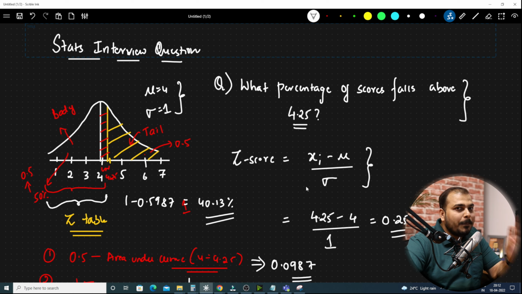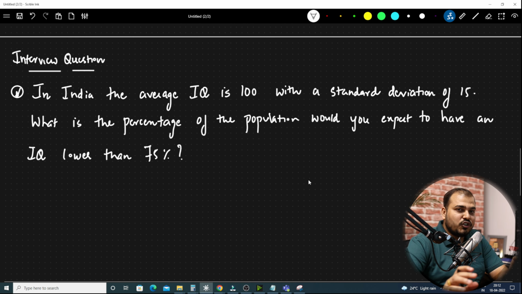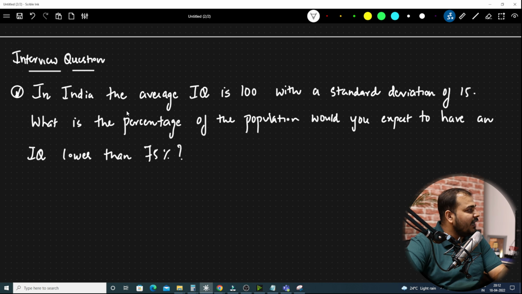Now let me come to the main problem statement, and I want everybody to answer this. The question is very simple. In India, the average IQ is 100 with a standard deviation of 15. What is the percentage of population that you expect to have an IQ lower than 75?